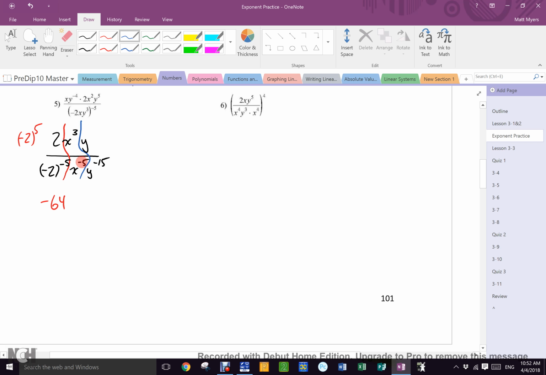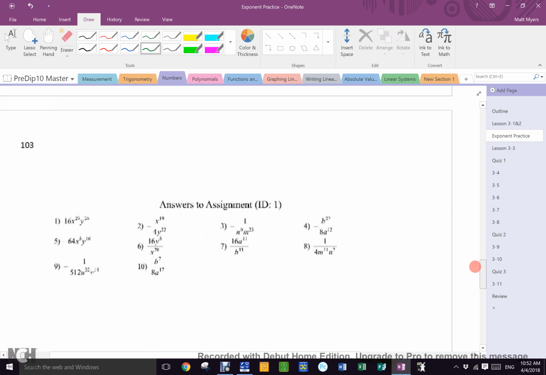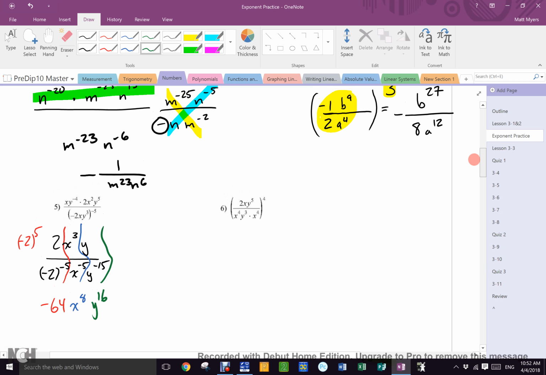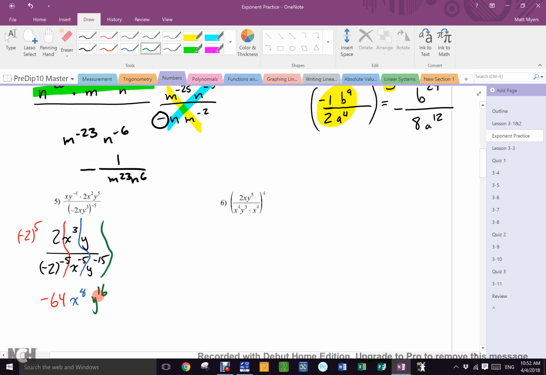Now I deal with the x's. 3 minus 5. X to the 8th. Then I deal with the y's. 1 minus minus 15. Y to the 16th. Then you check. Are we good? Negative 64, 8, 16. Look at that. Everybody good? All right, look at 6.